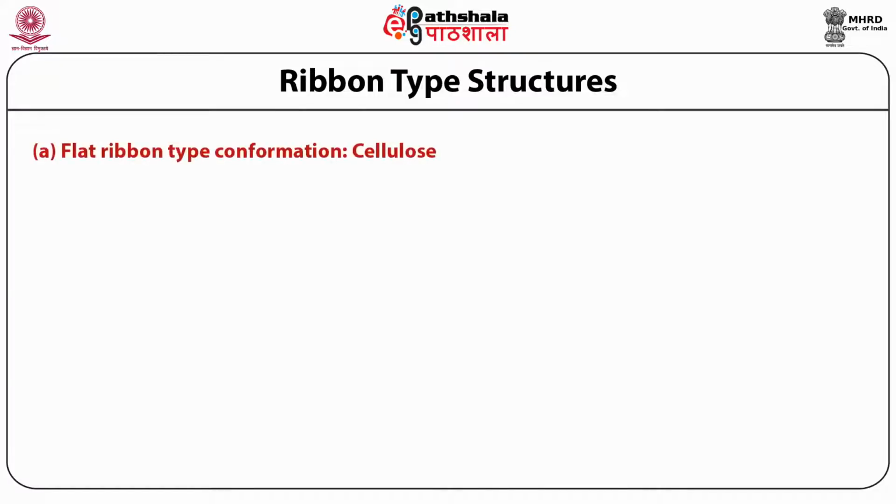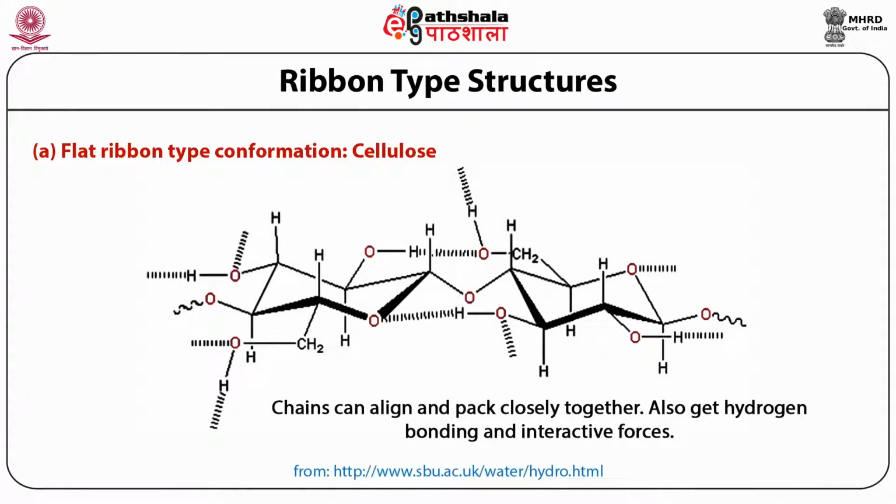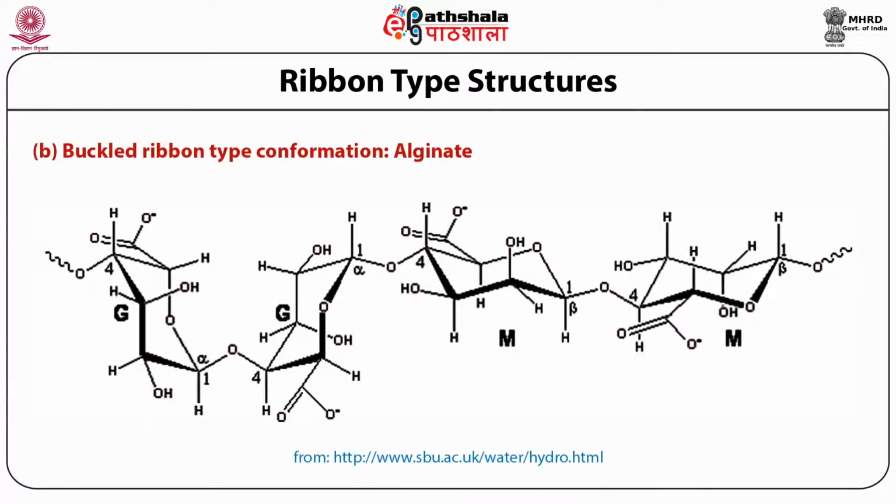Like in case of cellulose, it will make a flat ribbon type conformation. Chains can align and pack closely together, also getting hydrogen bonding and interactive force. So this may lead to another class of conformation change in case of cellulose molecules. Buckled ribbon type conformation is especially seen in case of alginate. Alginate is a kind of polysaccharide that has different conformations because of the free rotation of the glycosidic bond as well as the hydrogen bonding. It will make different kinds of conformation that come under the buckled ribbon type.